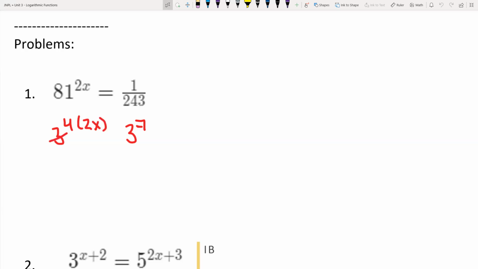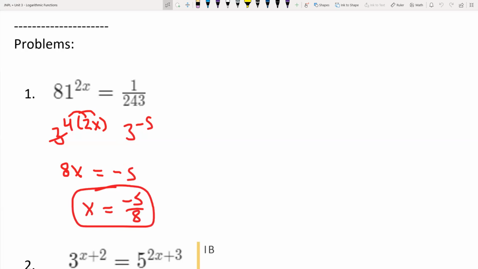Now we get rid of the 3's because they're the same. And we can do 4 and distribute that to the 2x, and we get 8x equals -5. Oh, that's wrong. It's 3 to the -5th, not -7th. And x is then -5/8.